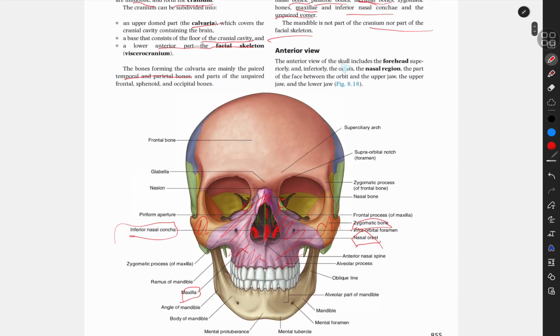Anterior view. The anterior view of the skull includes the forehead superiorly, and inferiorly the orbits, the nasal region, and the part of the face between the orbits and the upper jaw, between the nasal cavities and the upper jaw, and the lower jaw.